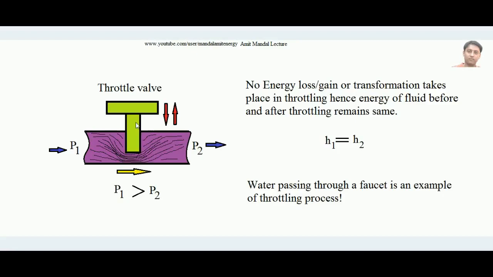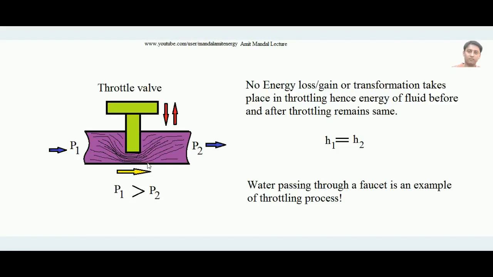So this is a restricted passage, so fluid streams are moving like this through this restricted passage. This valve is actually restricting the path, and the fluid moves from pressure P1 to pressure P2. This process is called the throttling process. Whenever any gas passes through some restricted passage from a high pressure region to a low pressure region, this process is called the throttling process.